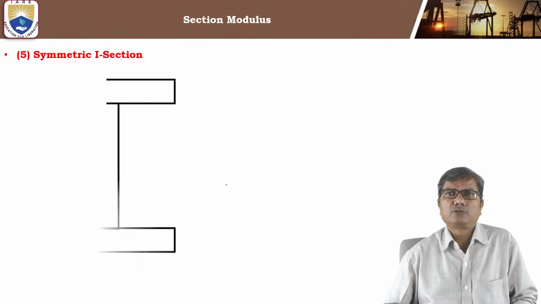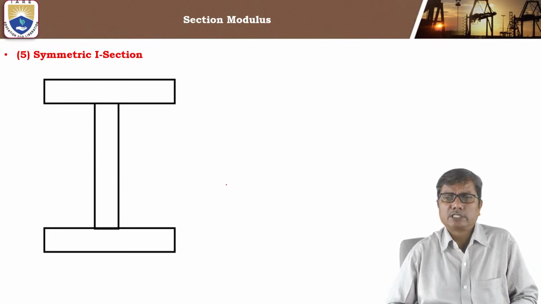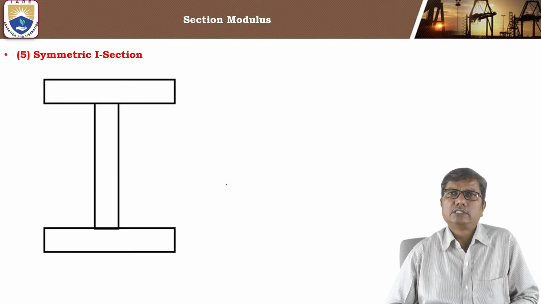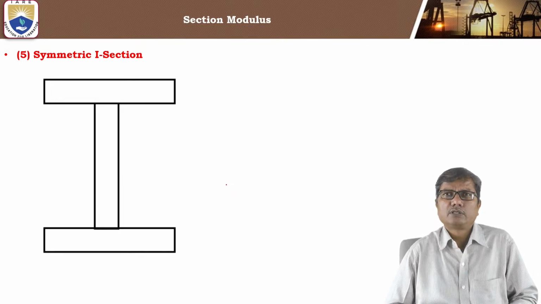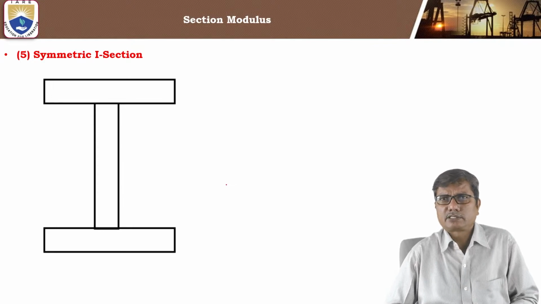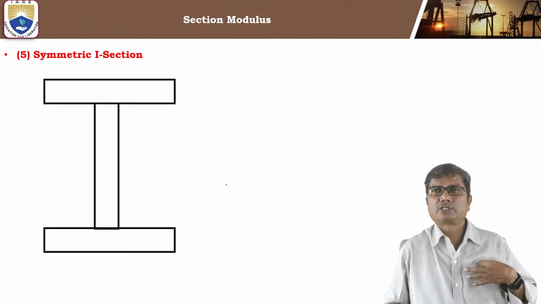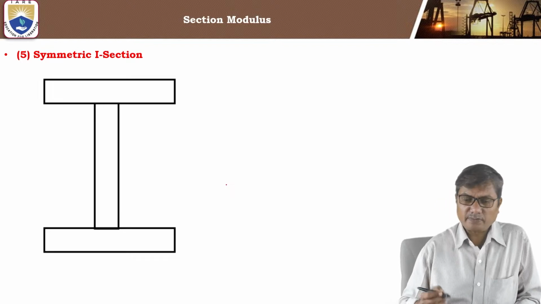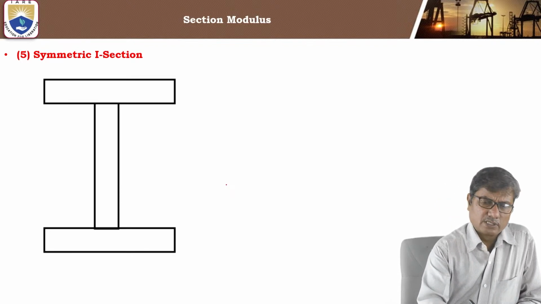So let us see how to find out the section modulus, because it is the measure of bending strength. Bending strength depends on the section modulus. For the given permissible stress, the bending strength depends on the section modulus of the section. First, let us consider the symmetrical I section.